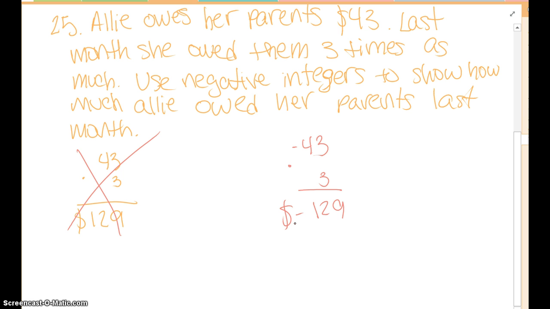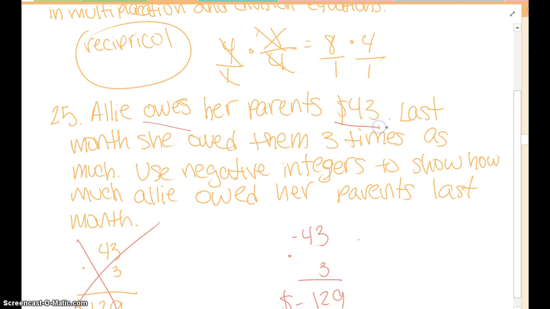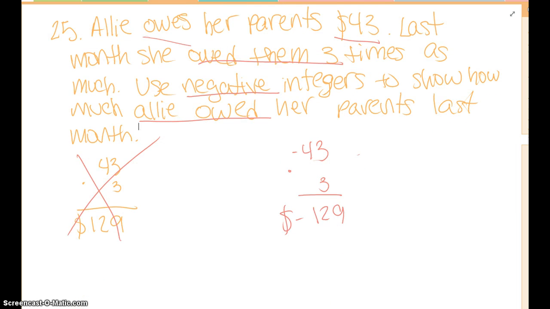But why would I do that? Well, if we go back and highlight stuff, Allie owes her parents $43. And last month she owed them 3 times as much. And if we're supposed to use negative integers to show how much Allie owed her parents, then we have to make the 43 a negative. Why would you make the 43 a negative though?